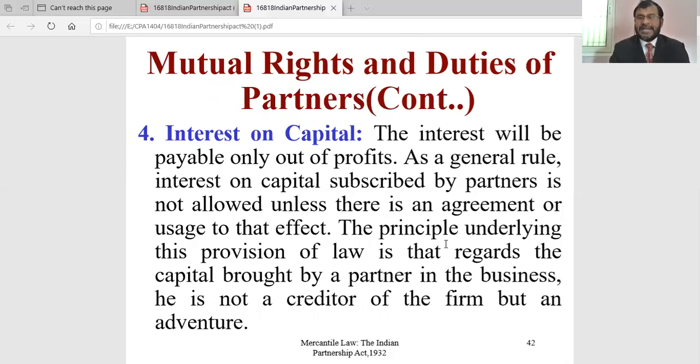Because I'm investing some 10 lakhs in a partnership firm, am I entitled to interest if I ask? Truly speaking, no, I am not entitled to any interest. The principle underlying this provision of law is that with regard to the capital brought by the partner in the business, he is not a creditor of the firm, but an adventurer. I am doing an adventure only, not a money lending business.